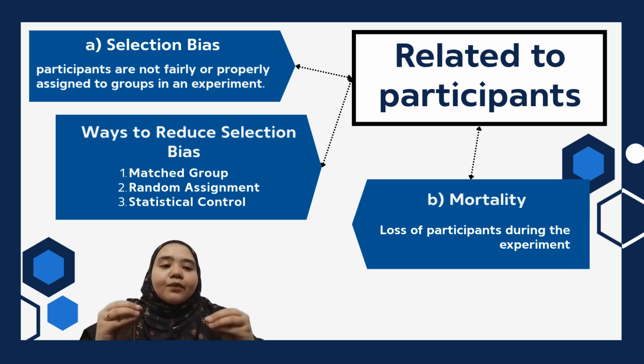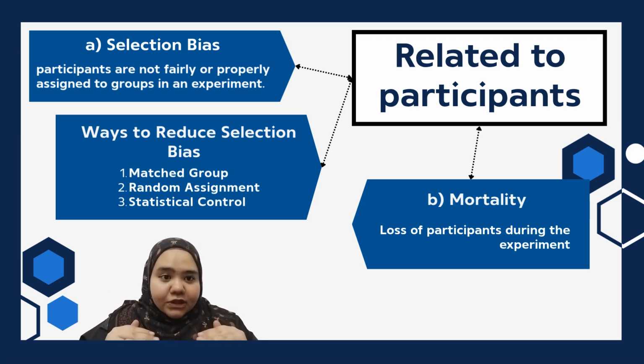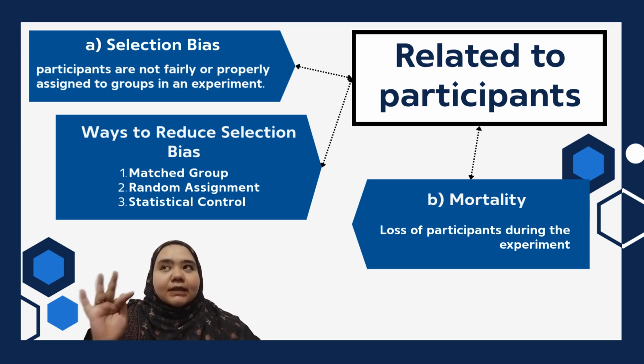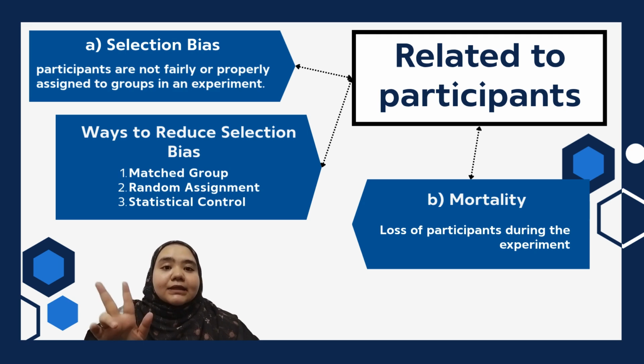This happens when participants are not fairly or properly assigned to different groups. For example, if all the high-performing students end up in one group and the weaker students in another, the result won't be accurate. So, ways to reduce selection bias include matched group design, random assignment, and also statistical control.